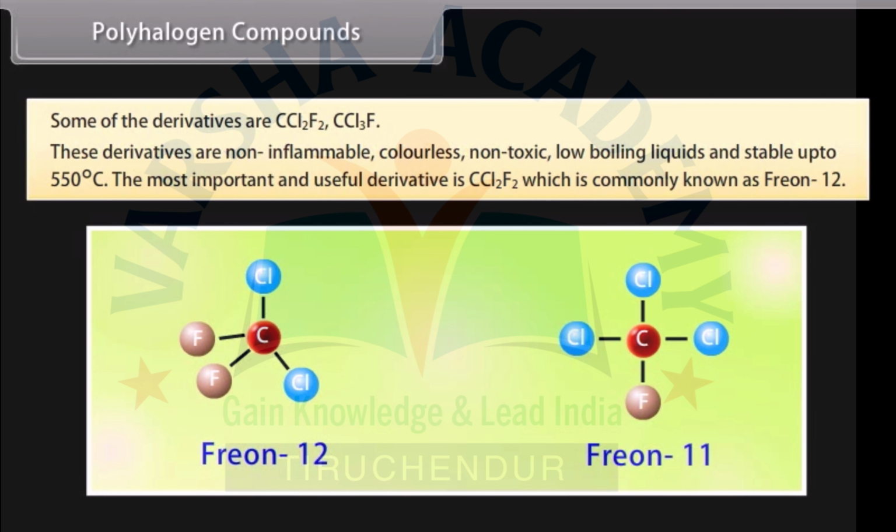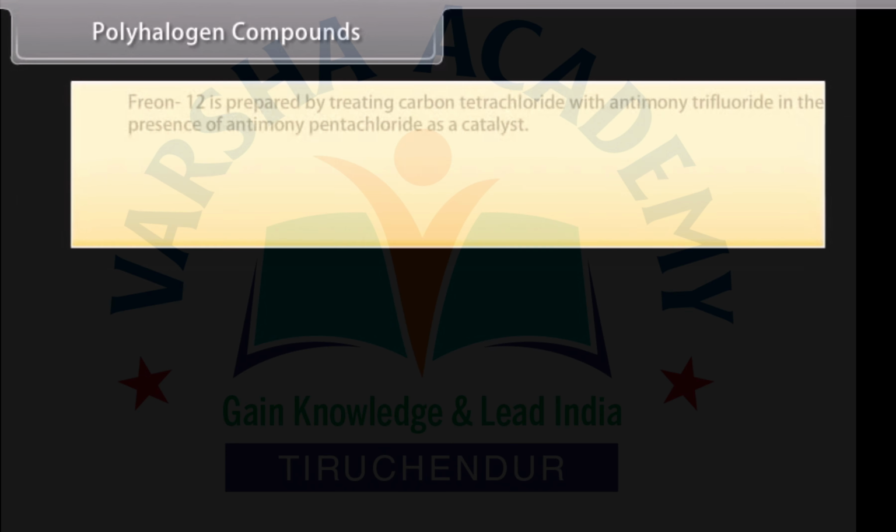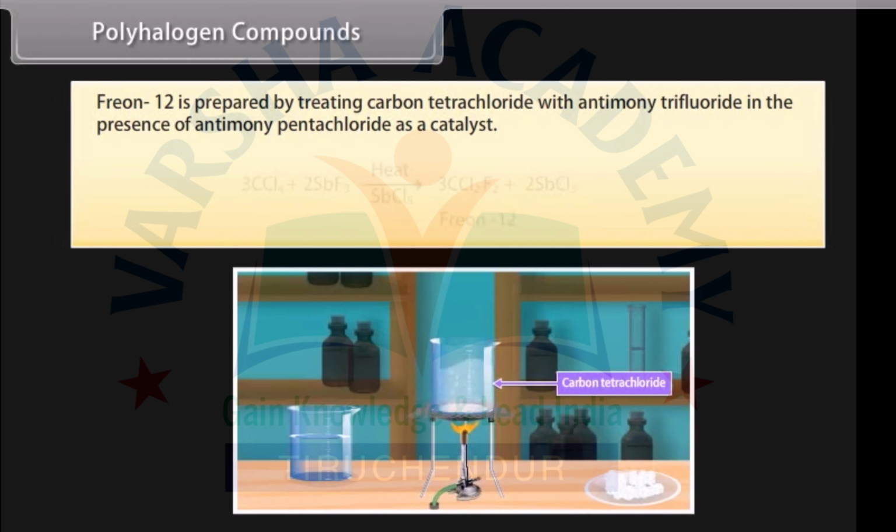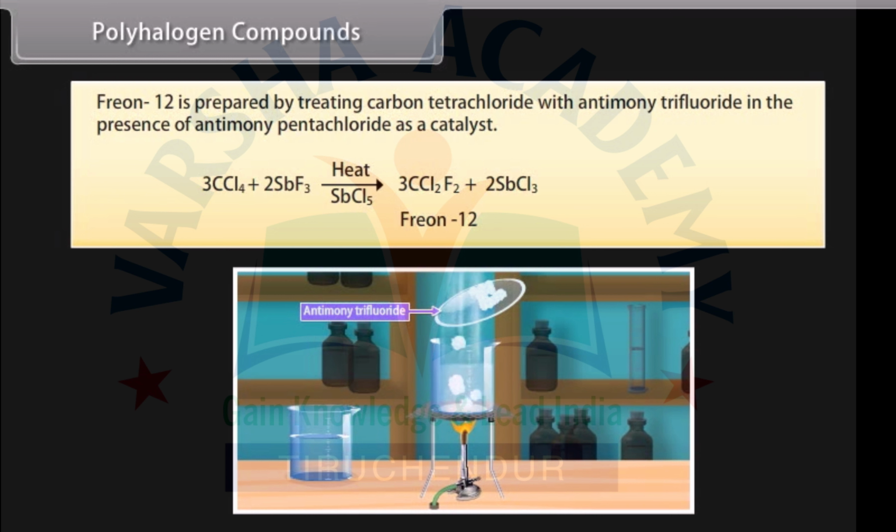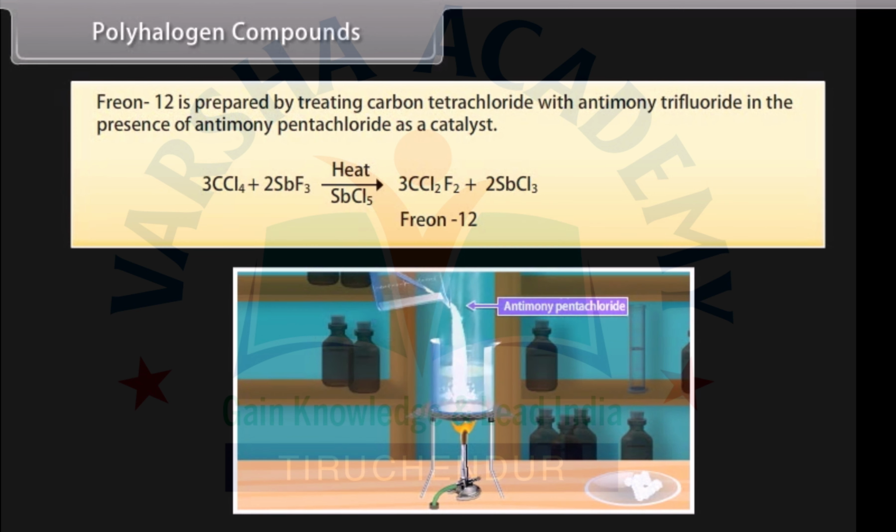The most important and useful derivative is CCl2F2, which is commonly known as Freon 12. Freon 12 is prepared by treating carbon tetrachloride with antimony trifluoride in the presence of antimony pentachloride as a catalyst. In a carbon tetrachloride solution, mix some antimony trifluoride in the presence of antimony pentachloride, and then Freon 12 is produced along with antimony trichloride.